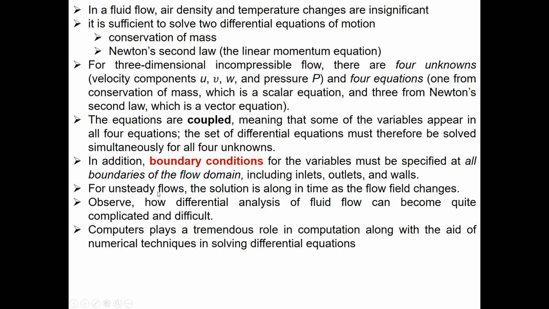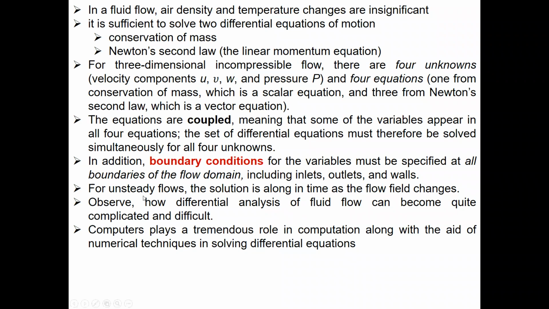Means to say that in addition, the boundary conditions for the variables must be specified at all boundaries of the flow domain, including the inlet, outlet, and walls, because we should have some velocity component along east, some velocity component along north, and some velocity component along the height, the w direction. Means to say that for any unsteady flows, the solution evolves in time as the flow field changes. Observe here how differential analysis of fluid flow can become quite complicated and is difficult to solve.